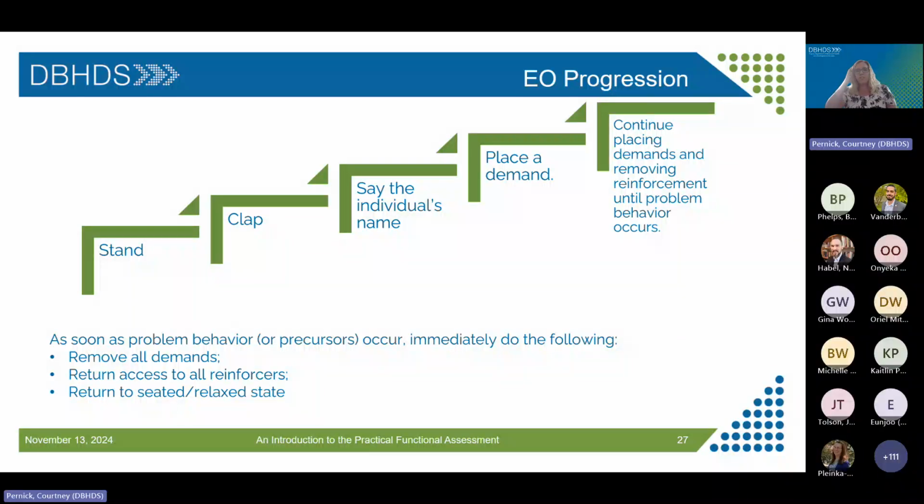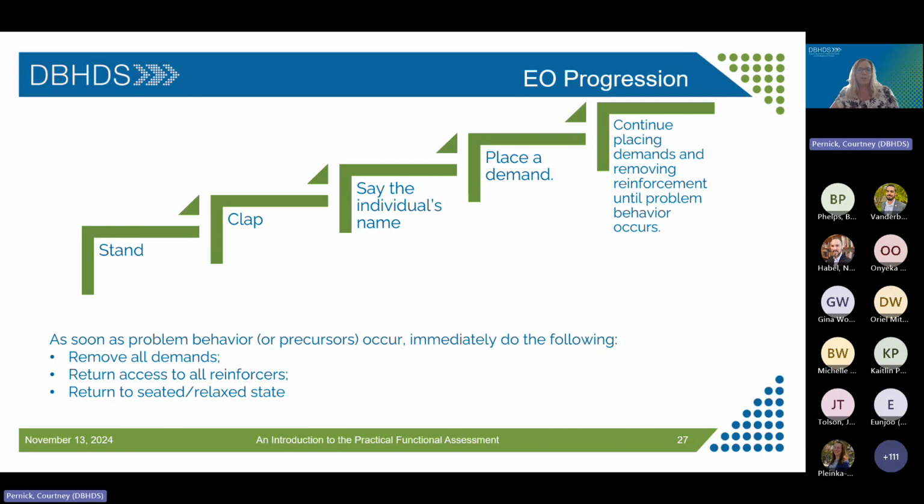So your EO progression can vary. It doesn't have to look exactly like this. So for example, maybe you're not sitting and then standing and then sitting again. Just make sure that it's clear to the individual that there's a change from reinforcement to work or to the table of high expectations.